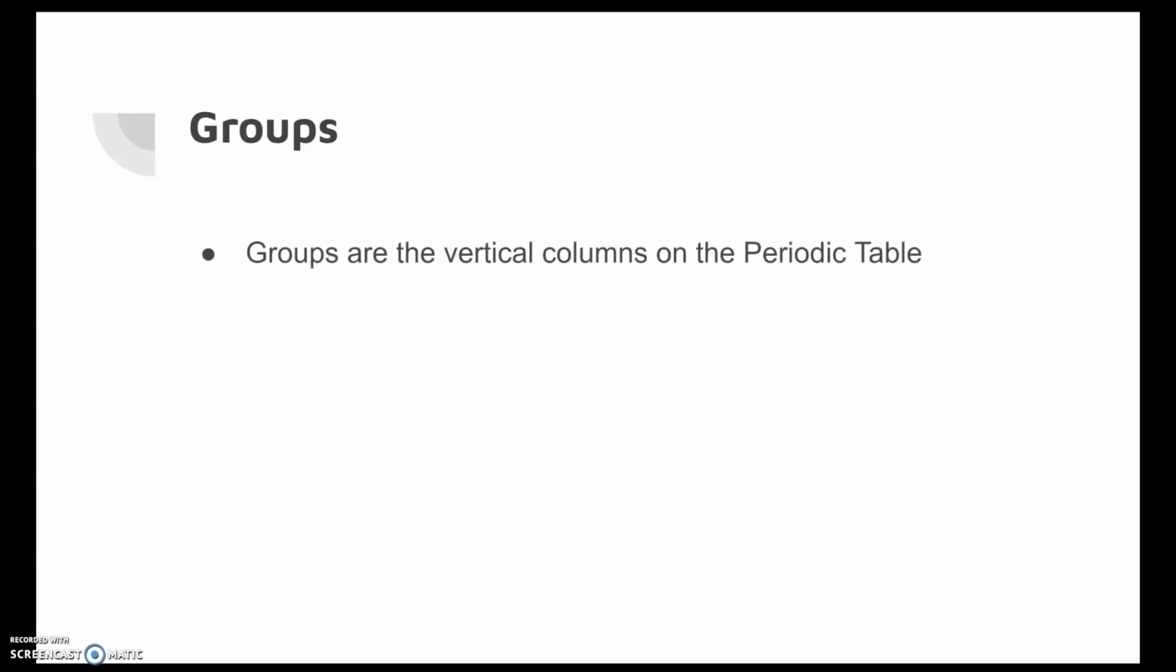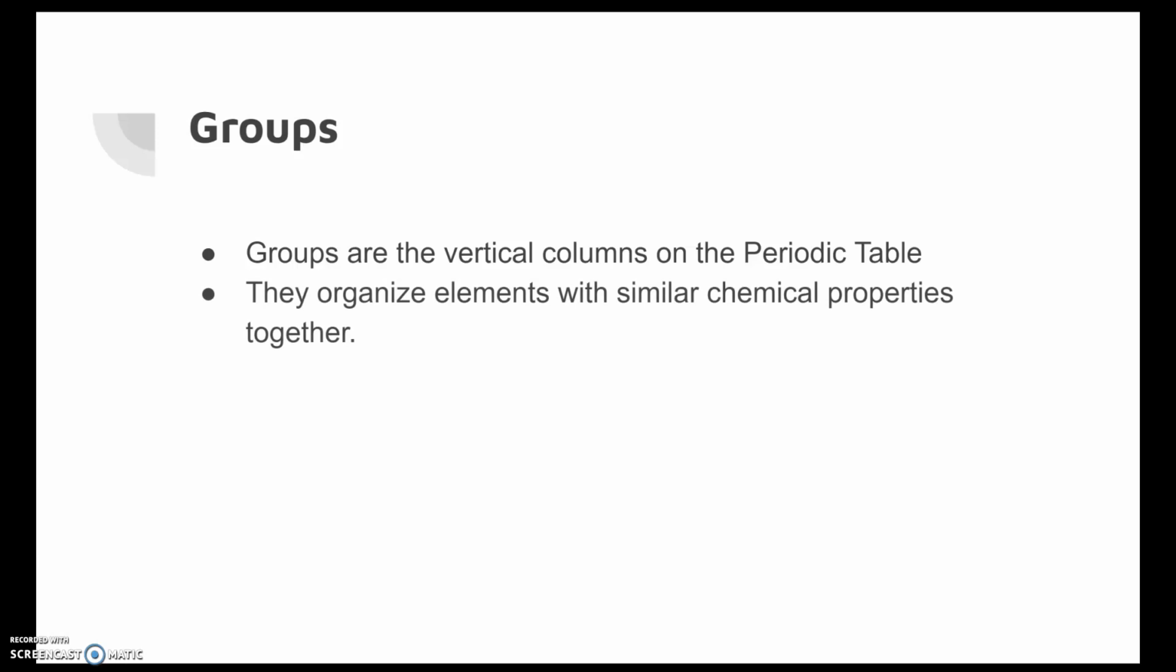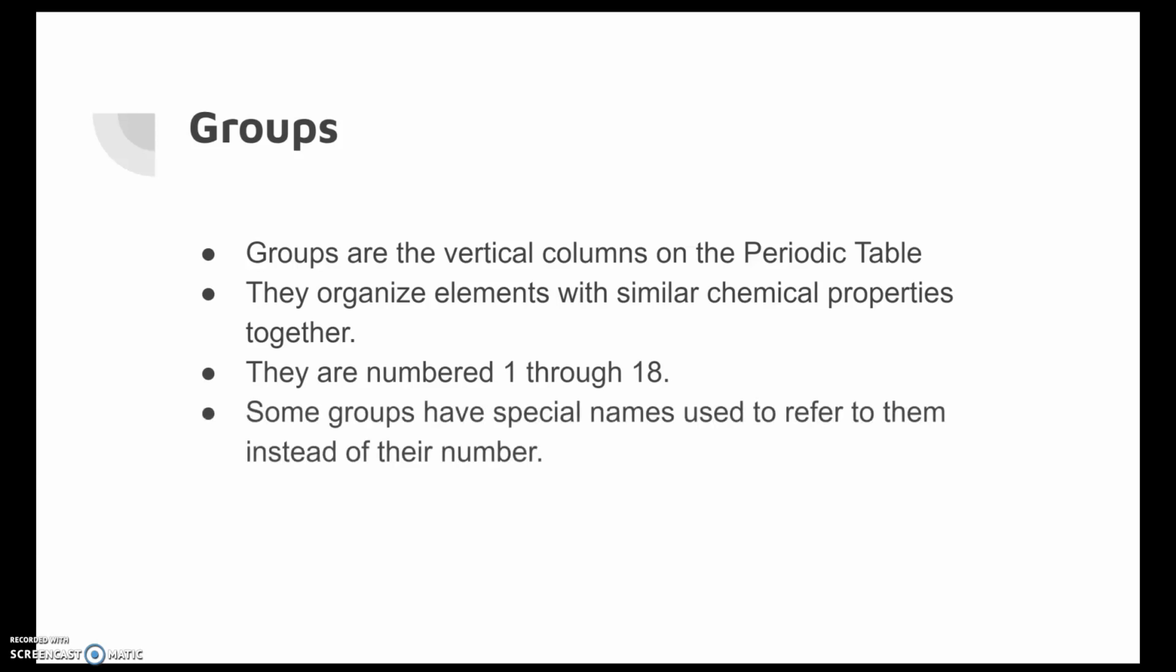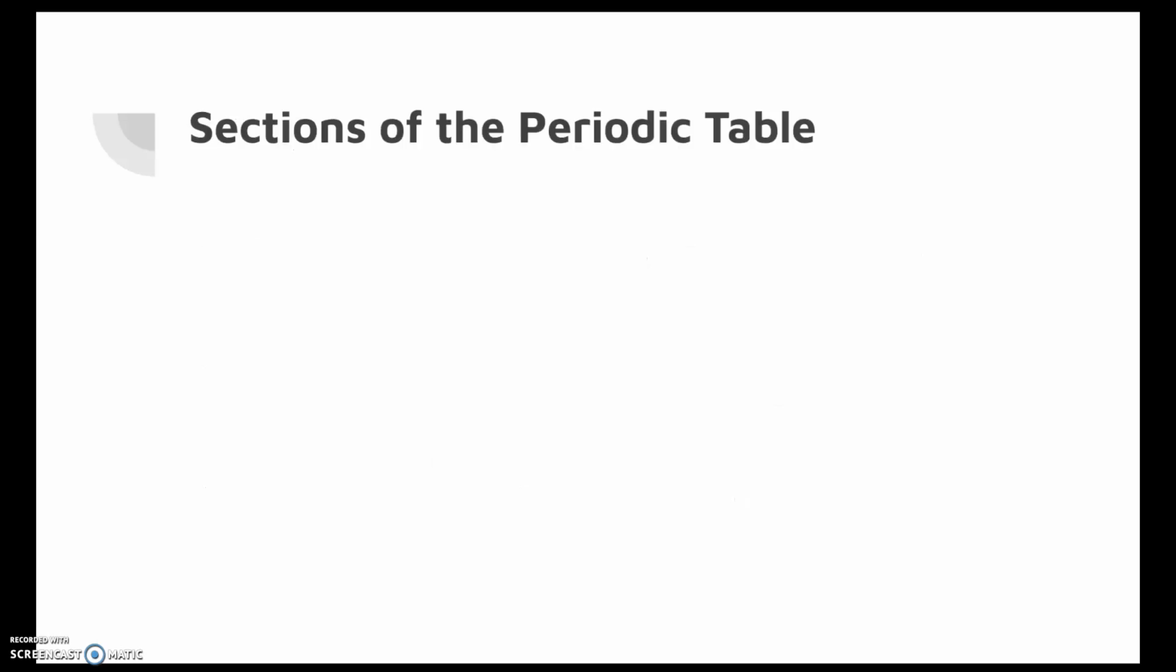Now we're going to talk about groups. So groups are the vertical columns in the periodic table. They organize elements with similar characteristics. There's 18 of them, starting at the left and going to the right. Some groups have special names, and they're used to refer to them instead of their number. So as I said before, you start from the left, go to the right. There's 18 groups.